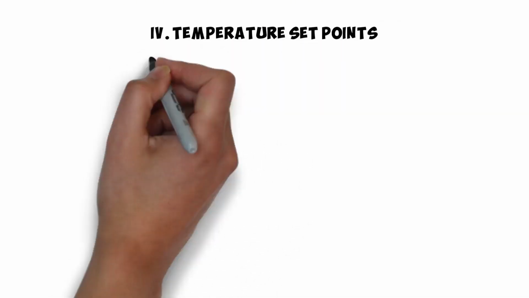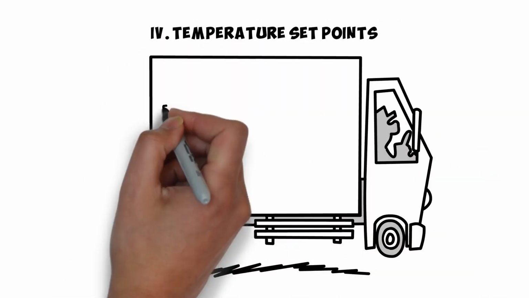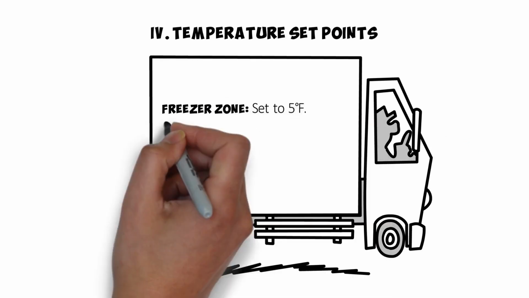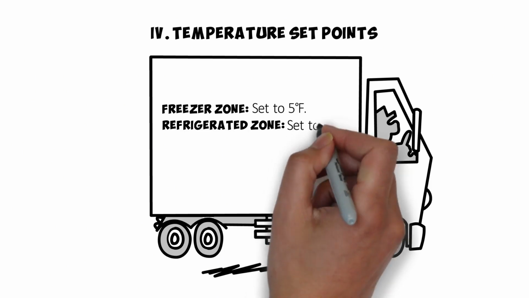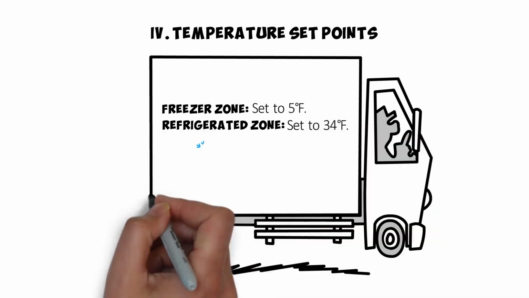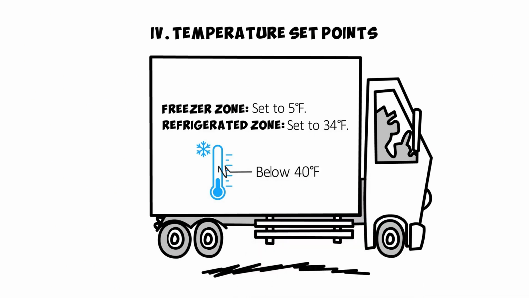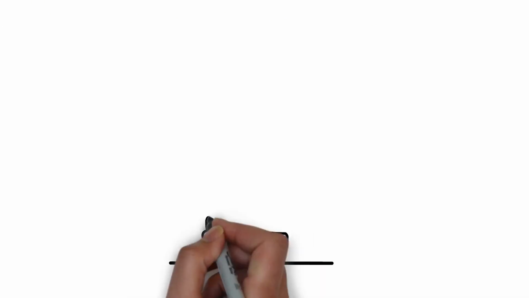Fourth, temperature set points. Here's what you need to know about setting temperatures. Freezer zone, set to 5 degrees Fahrenheit. Refrigerated zone, set to 34 degrees Fahrenheit. Containers must be cooled to below 40 degrees Fahrenheit before loading begins.